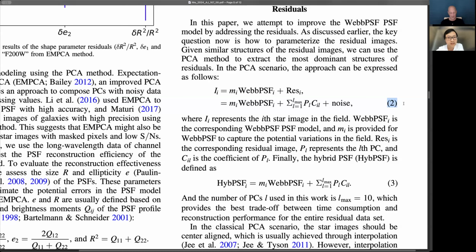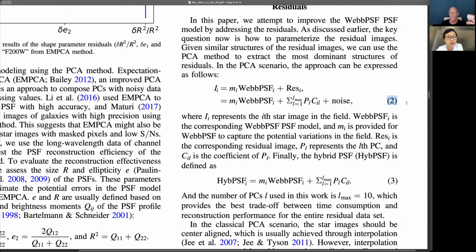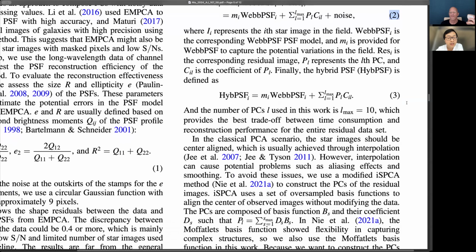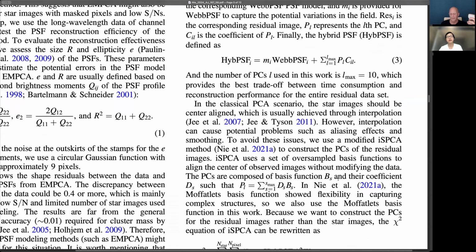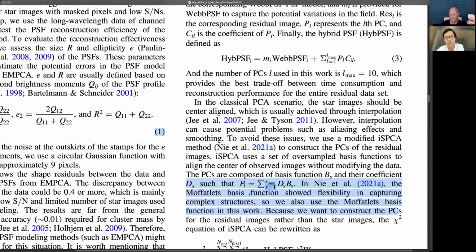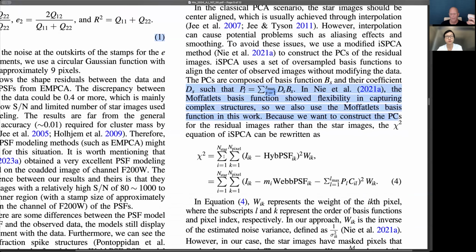From my previous work, which was published in 2021, I used the morpheteless basis functions, which I can find in the upper four lines of equation 4. We found that we can use the morpheteless basis functions to construct very complex structures. And in this work, I used the same process. We want to use morpheteless basis functions to construct the residues.